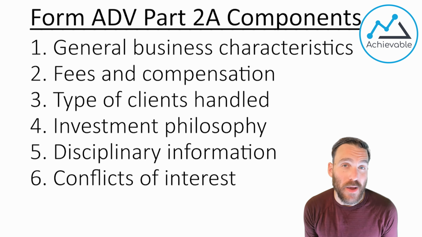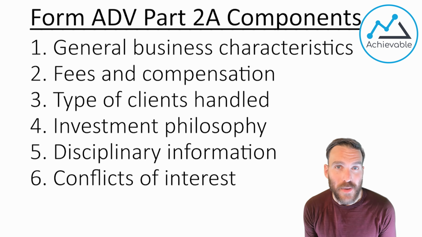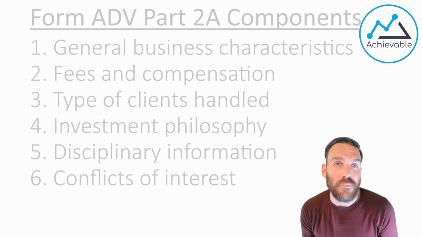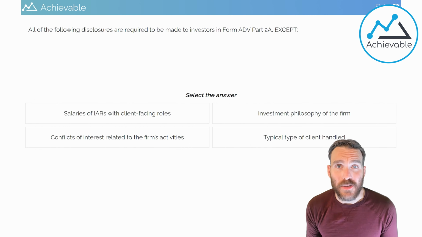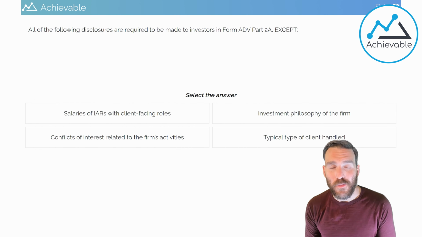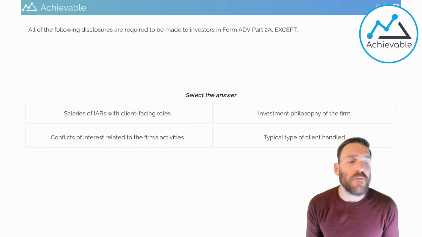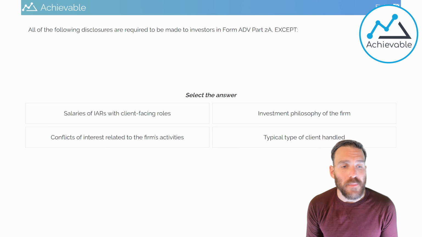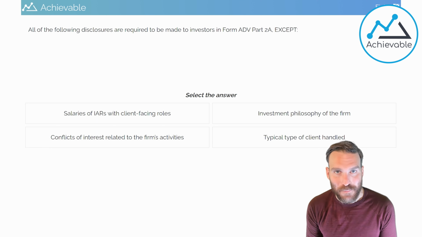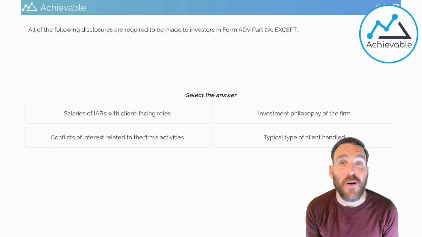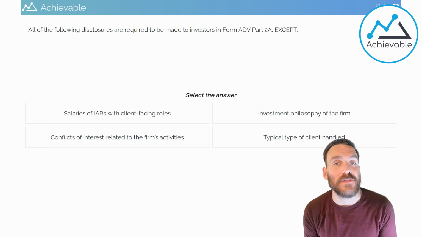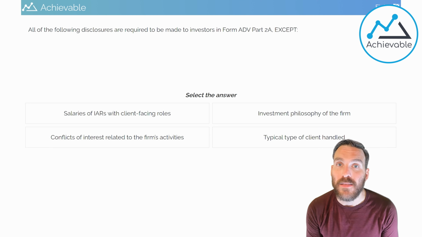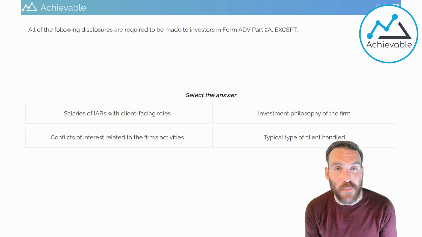Now that we've covered the primary parts of Form ADV Part 2A, let's take a look at a practice question to see how we might see questions on this topic. Okay, let's put the question up on the board. Here it is. All of the following disclosures are required to be made to investors in Form ADV Part 2A except. If you want to, pause the video, see if you can answer the question yourself, and then we will break it down together in just a moment.